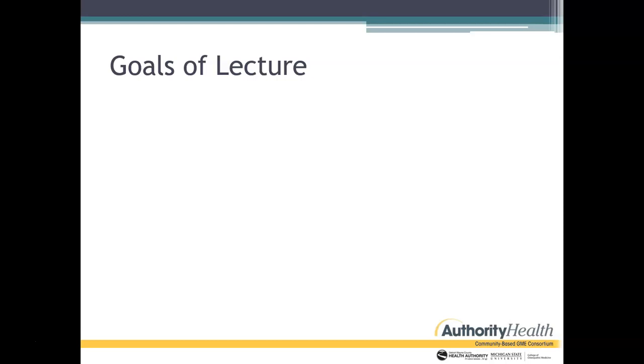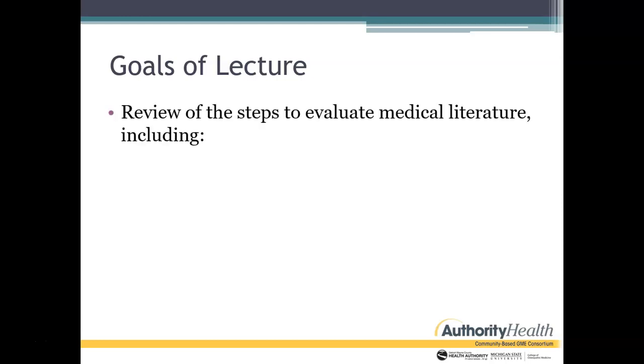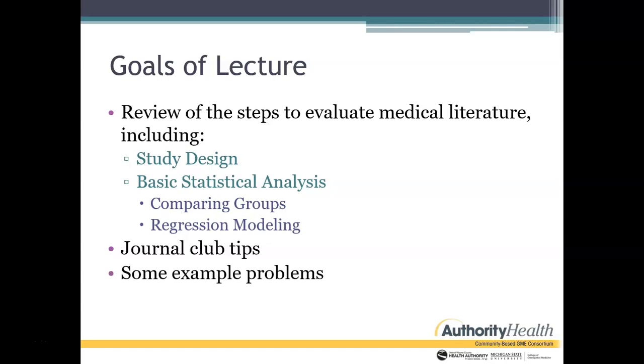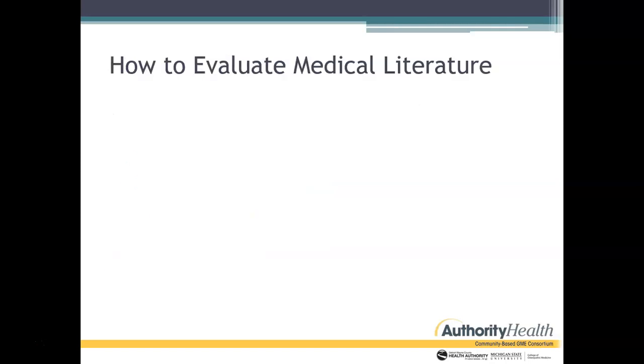Here's the goals of what we'll go over today. First thing is we'll review the steps to evaluate medical literature, and this includes study design and basic statistical analysis, and we'll just do a brief review of comparing groups and regression modeling. Then we'll go through some Journal Club tips and, of course, wrap it up with some example problems so you guys can apply what you've learned. All right, so let's get into it.